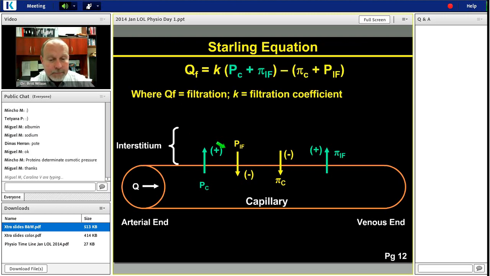All of that put together is what's referred to as the Starling equation. Starling equation defines fluid filtration.